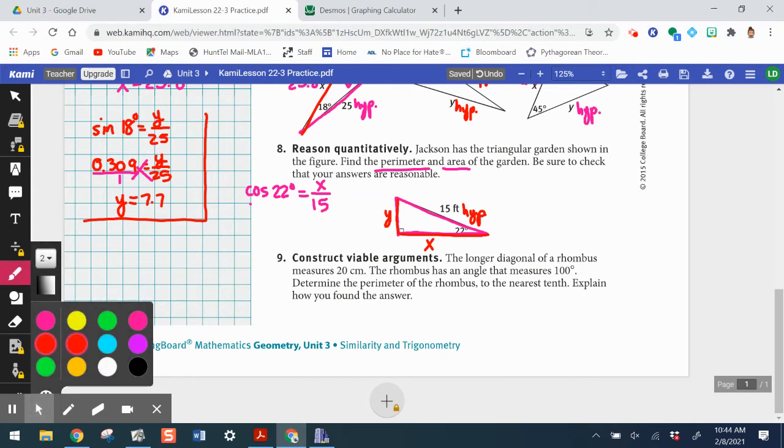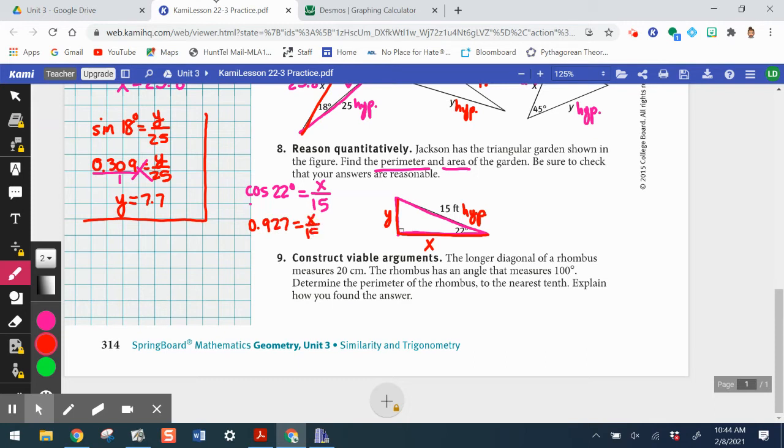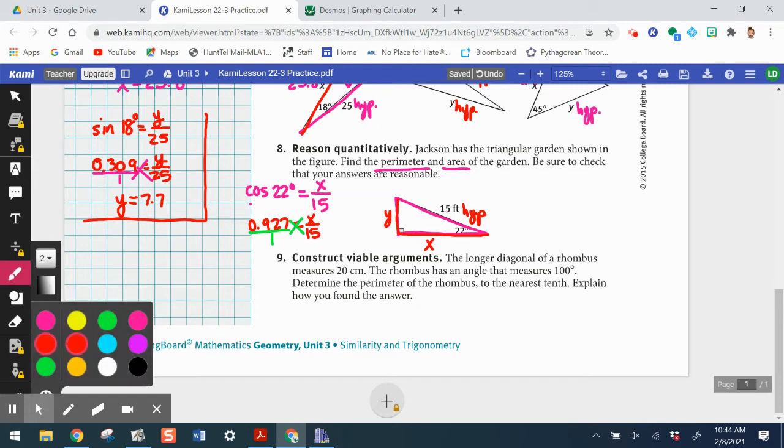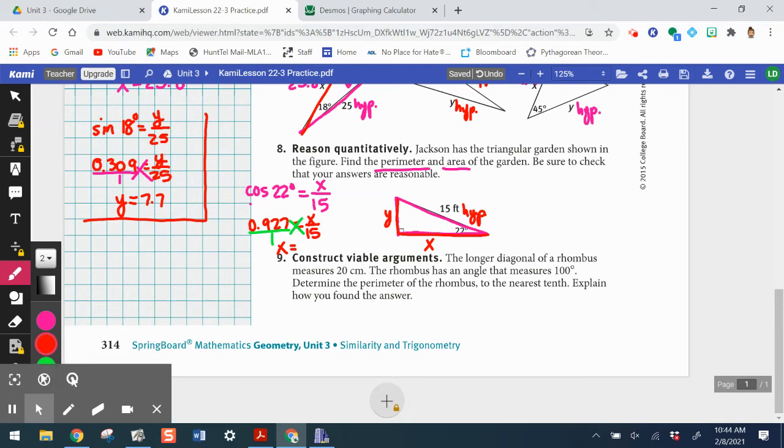So I'm going to replace cosine of 22 with 0.927 equal to x over 15. Write this left side as a ratio, and then cross multiply. And with one step, we find that x is equal to 0.927 times 15, which I got 13.905. So we'll say 13.9 because they didn't actually tell us to round anything. So we'll just assume to the tenths. So we found the length of this side to be 13.9.